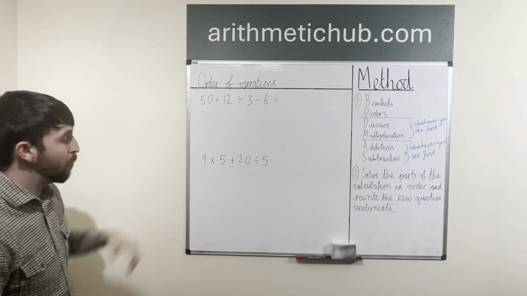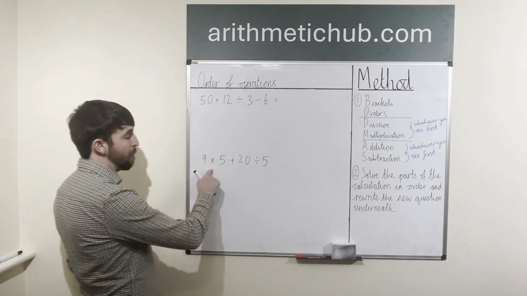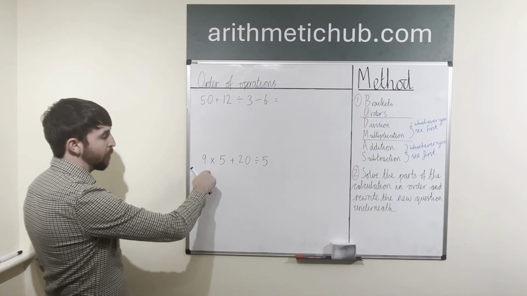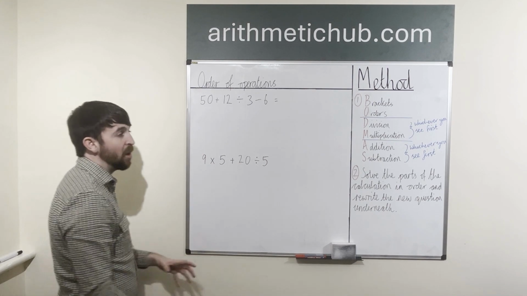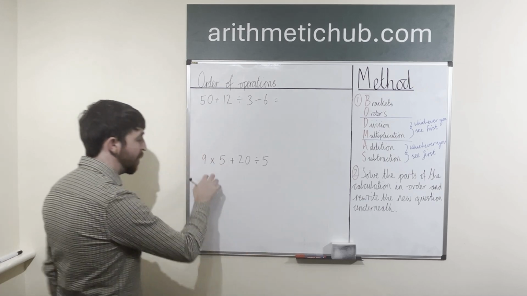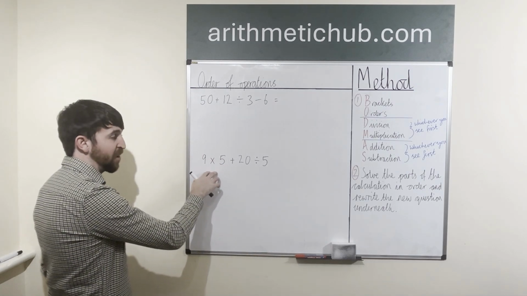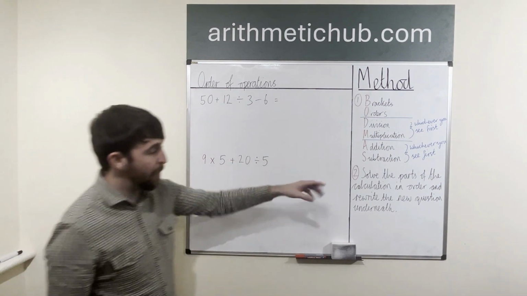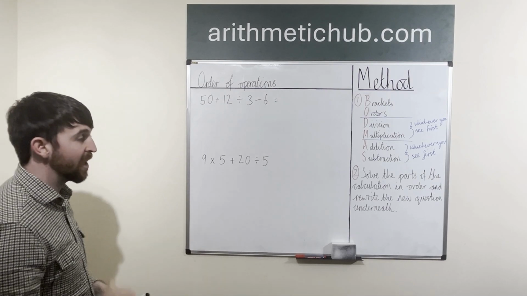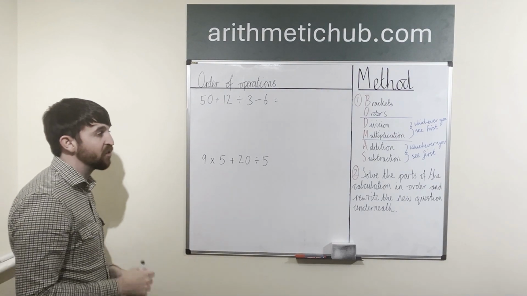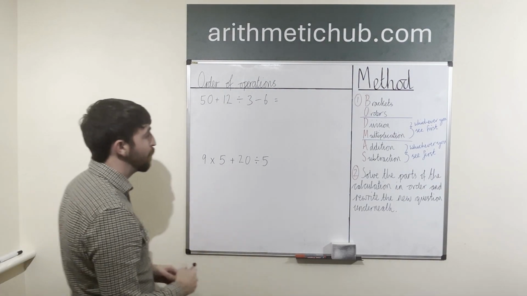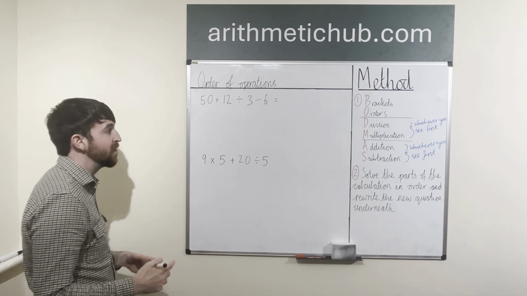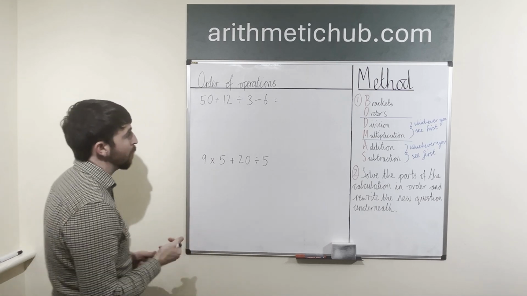An example of that would be this question here. You've got a multiplication, an addition and a division. The division's at the end and the multiplication is at the start. But because division and multiplication are worth the same, you would just do the multiplication first because you see it before you see the division. The second part of the method says, solve the parts of the calculation in order and rewrite the new question underneath. So it's like annotating. It's important that we annotate with these because there are lots of different parts of this calculation and we can get a little bit lost if we don't.